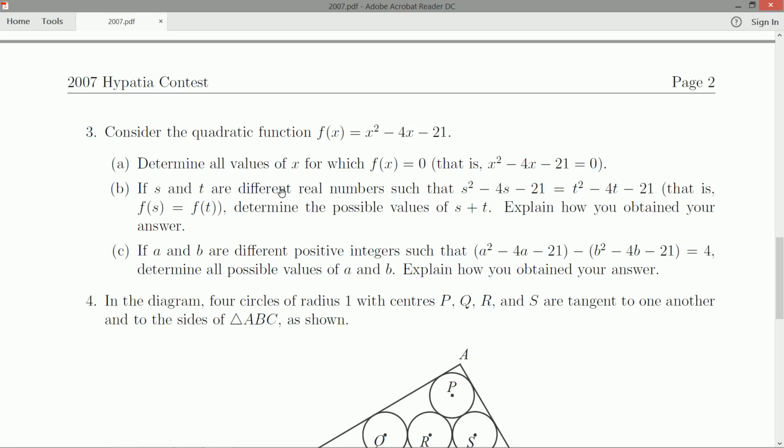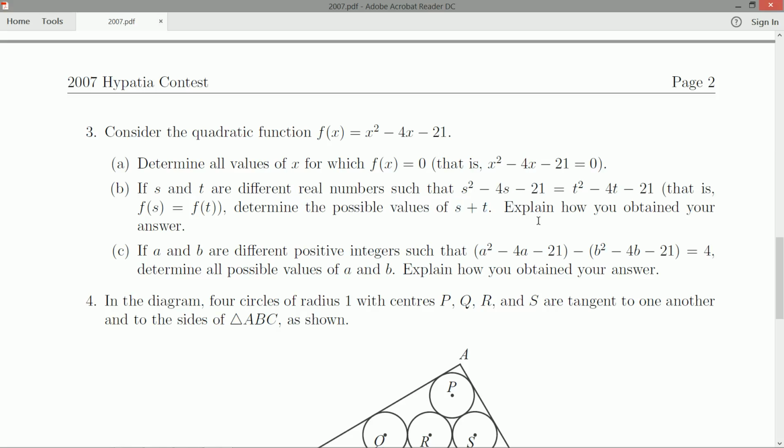Okay, so now we've got B part here. If s and t are real numbers such that s squared minus 4s minus 21 is equal to t squared minus 4t minus 21, so f of s is equal to f of t, is what they're saying here, determine the possible values of s plus t. Explain how you obtained your answer.